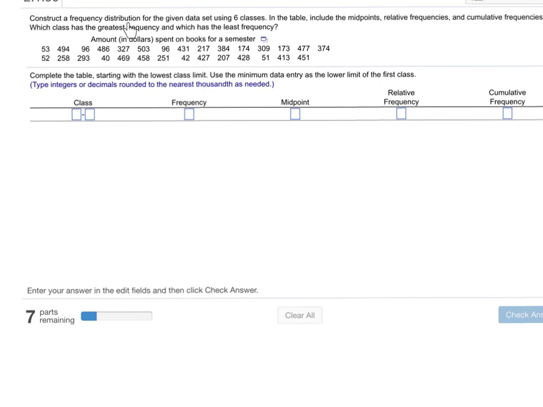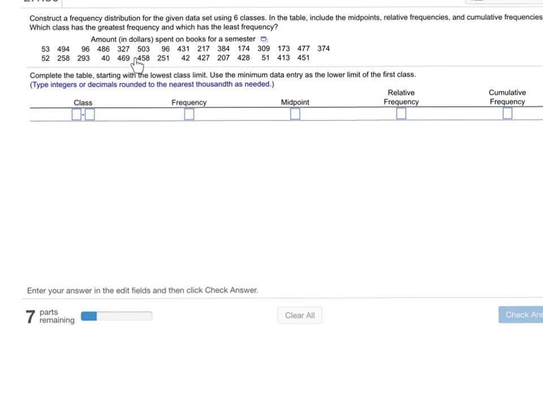You want to construct a frequency distribution for the given data using 6 classes. So here's the first one, and there's going to be 5 more after you fill it in. And the table indicates the midpoint, relative frequency, cumulative frequency, and which classes have the greatest. They'll ask you that. That'll be easy after you make the table. Complete the table starting with the lowest class limit. Use the minimum data value. Round to the nearest thousandth as needed.